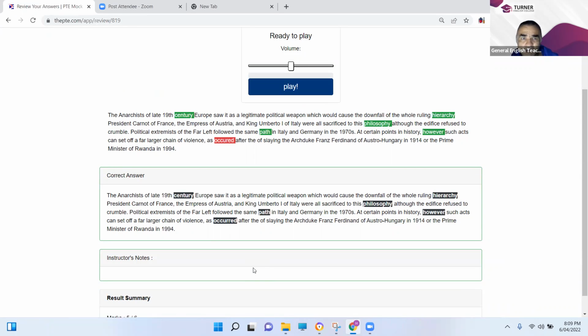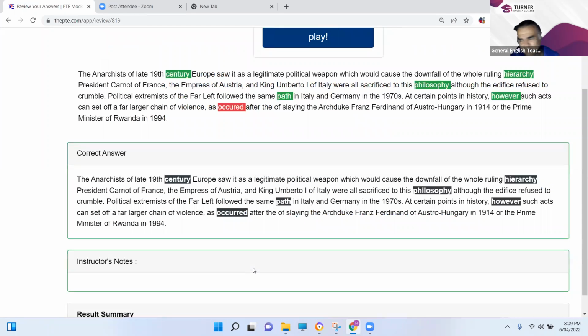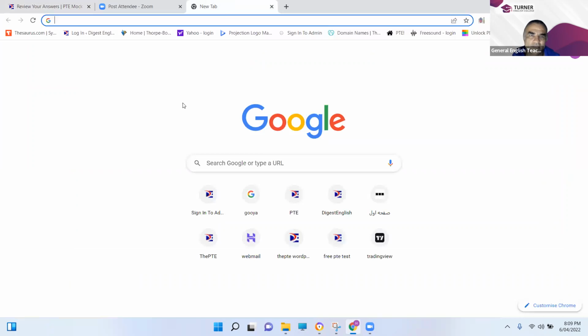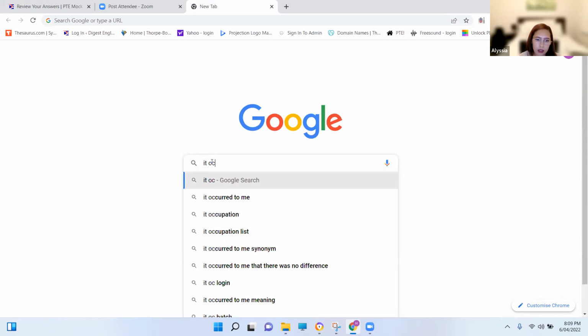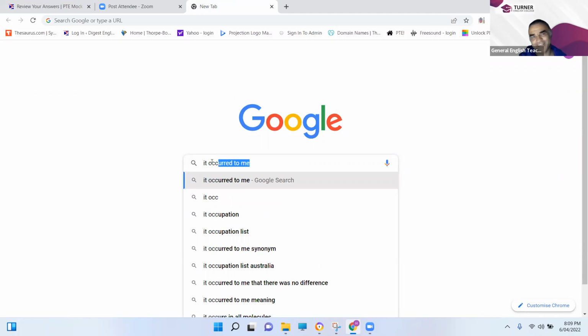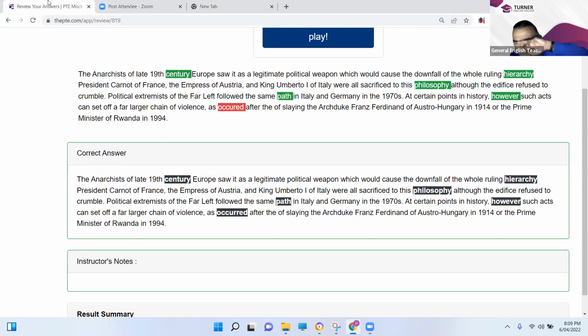Really? Occurred is double R? Yes. Let me check. There we go. It occurred to me. Look, the computer, as soon as you type it, it knows what you're going to do. So yes, double R. Remember, I didn't know that. If I was typing it, I would have gone for an R. So now you know philosophy. There you go.